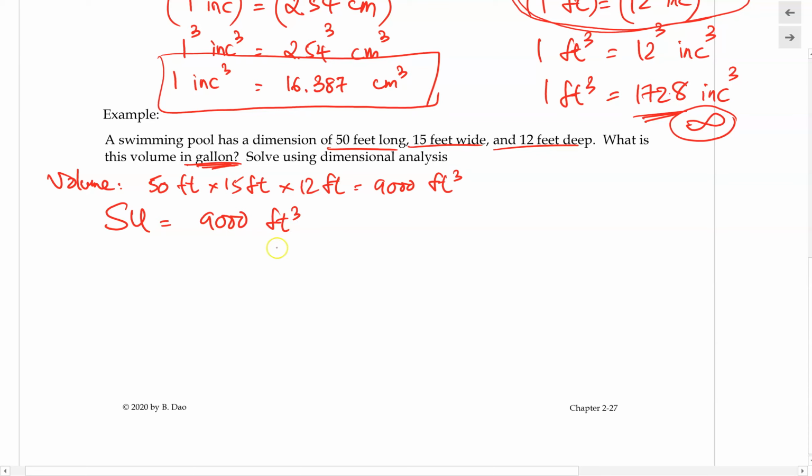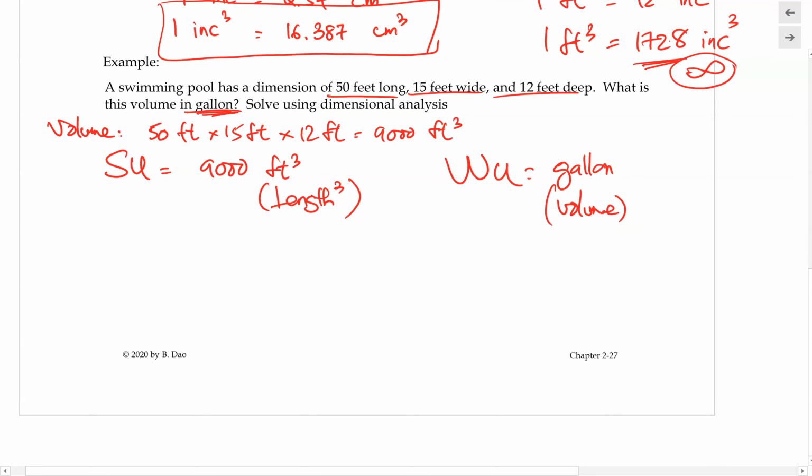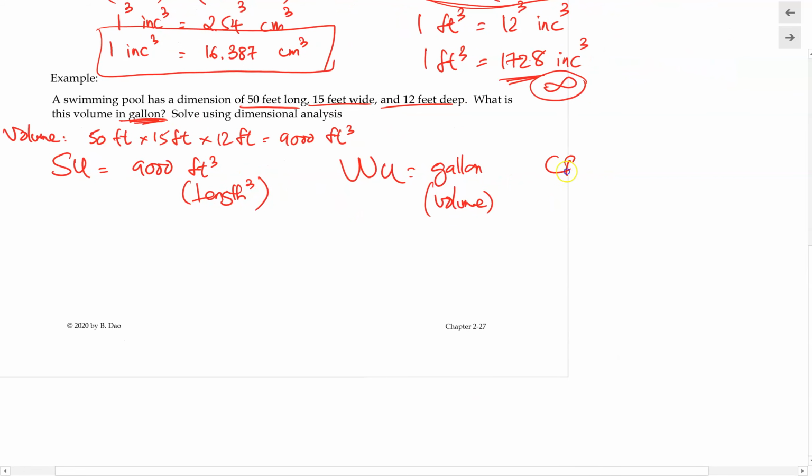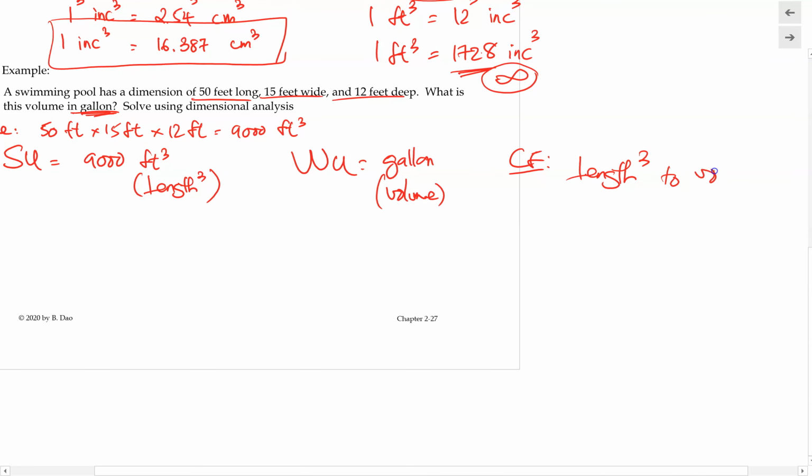cubic feet is a unit of length. So this is a unit of volume, except it is the unit where length is raised to a third power. Okay, and the wanted unit here would then be gallon, and gallon is the typical unit of volume. So we need to be able to convert cubic length into volume. Therefore, the conversion factor that we require will be something that has to relate length to the third power, or cubic length, to volume. That is the required conversion factor that we need.